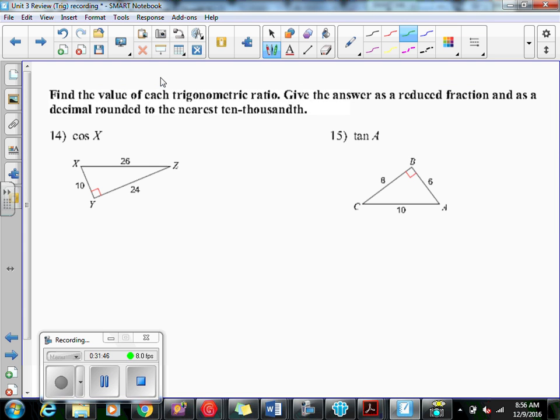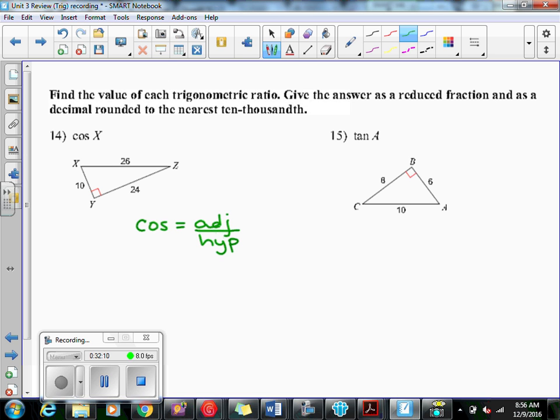They're asking us to find the value of each trig ratio and then give the answer as a reduced fraction and also as a decimal rounded to the nearest 10,000. So for 14, they're asking us for the cosine of angle x. Well, remember the formula for cosine. Cosine is equal to adjacent over hypotenuse.